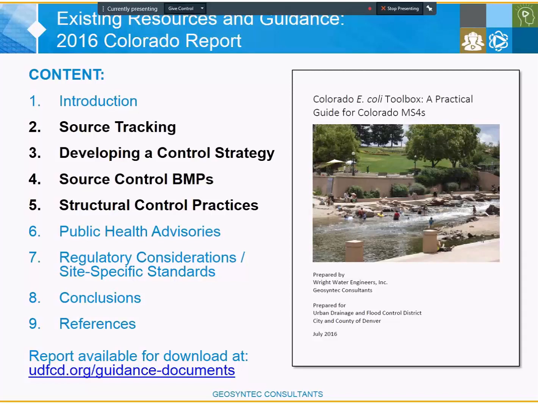coli Toolbox, which is essentially a leaned down and more current version of the pathogen report for ASCE. It includes similar content: source tracking, source controls, structural controls. This is freely available for download at the Urban Drainage Flood Control District website. So you can see the link there.